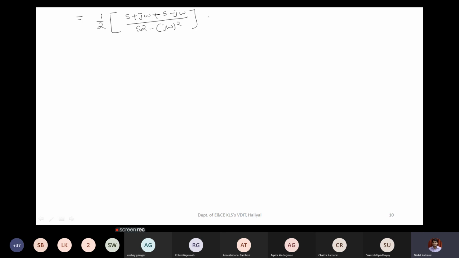Okay, and this is further going to give me 1 by 2. Then these things will get cancelled out. You will be left with 2s divided by s square minus j square omega square, where j square is minus 1 in complex conditions. So this is going to give me s square plus omega square. So 2 and 2 will get cancelled out, and what you get is s divided by s square plus omega square. Okay, so this is the Laplace transform of cos omega t. Okay, getting this?